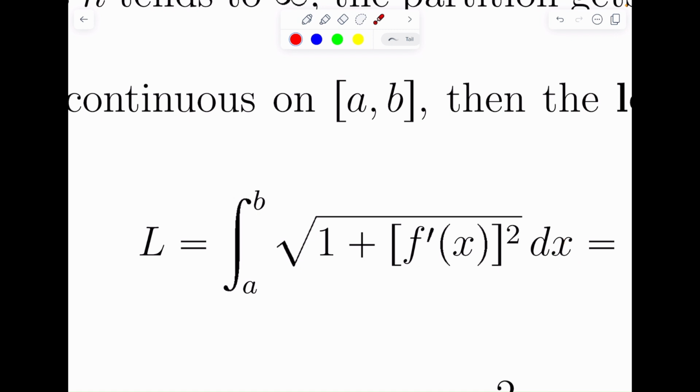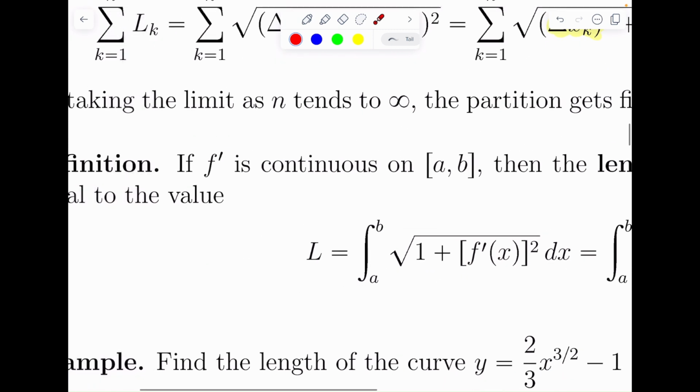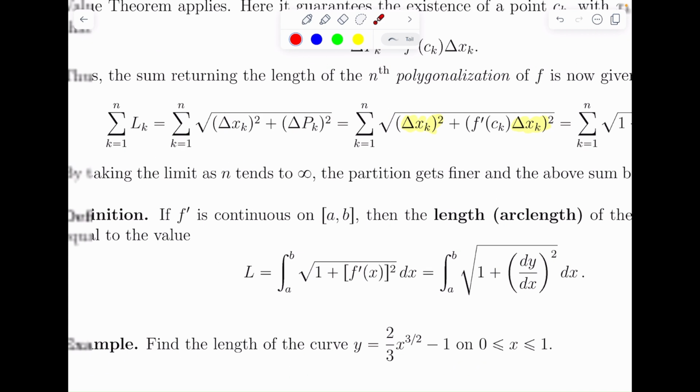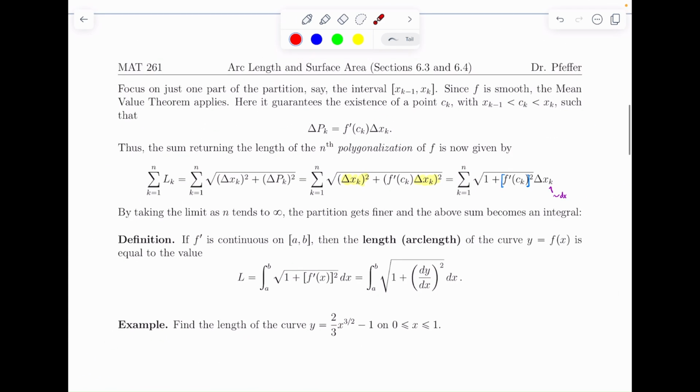This is using Newtonian notation. I could have used Leibniz notation, dy dx, but if I zoom out, this becomes our definition. If f prime is continuous, meaning I can integrate it, then the length, I'll call it arc length, of the curve from A to B is this formula.